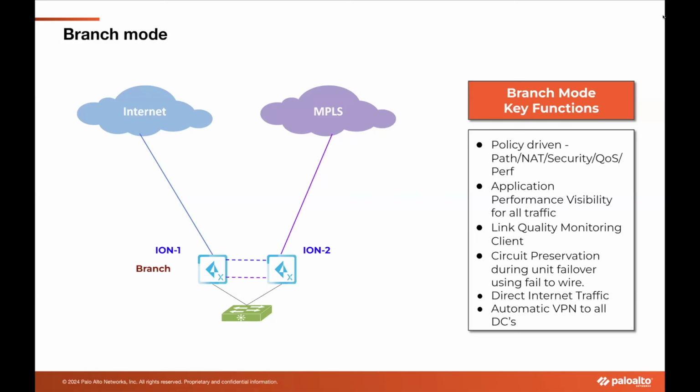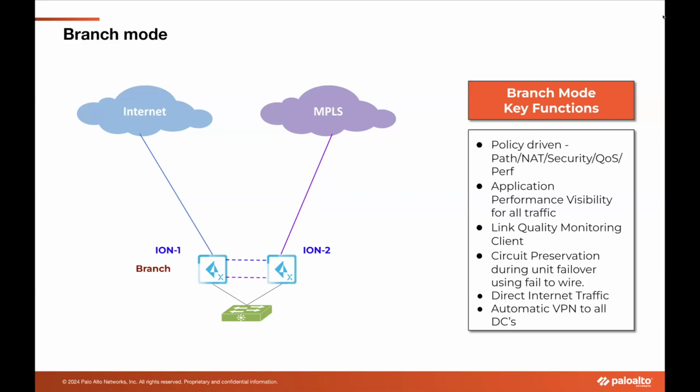Branches also support direct internet traffic vectors so that you can take traffic and put it directly on the internet while leveraging intelligent traffic monitoring to make sure that that application is actually successful on that particular path, using app reachability and other RTT measurements, using performance policy to set your SLAs there. And then lastly, a branch will also form a VPN to every single data center in the environment.